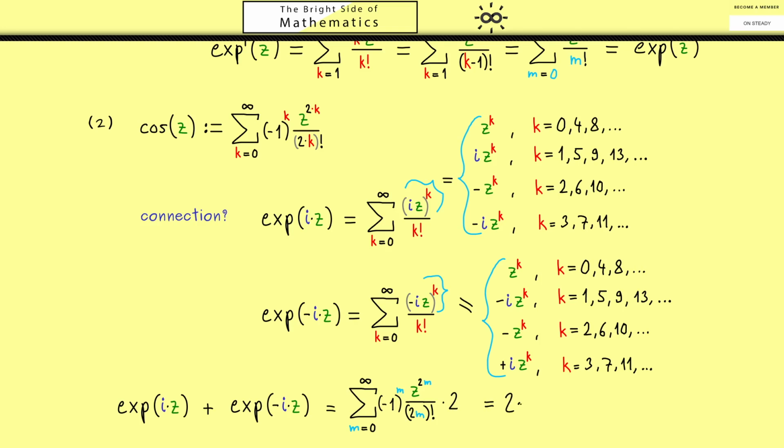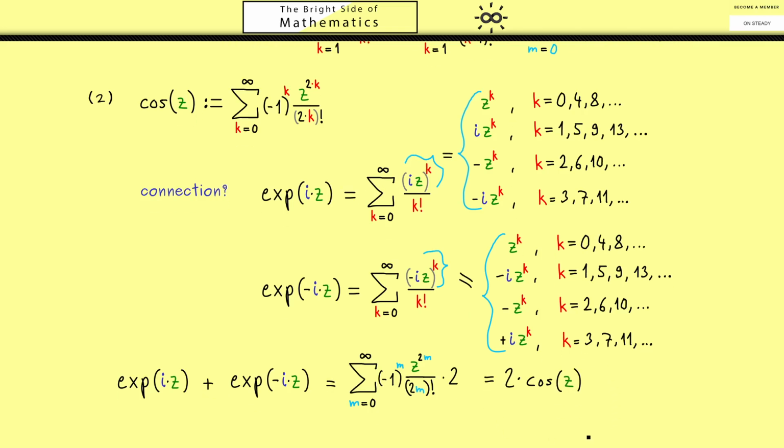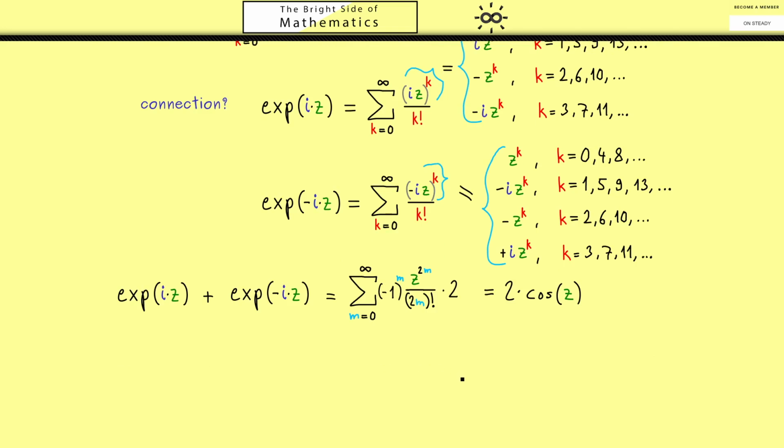Now we have the relation between cosine and the exponential function. This is very nice, because we can also use this relation to calculate the derivative. So first, let's state the formula again. Cosine can be written as 1/2 times exponential iz plus exponential minus iz.